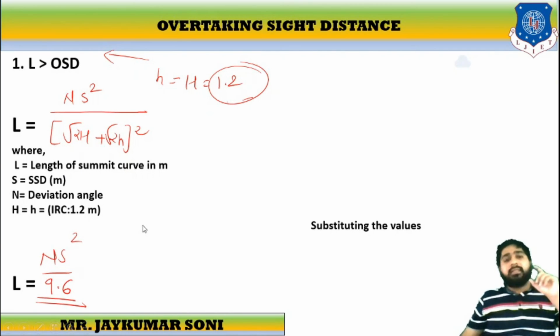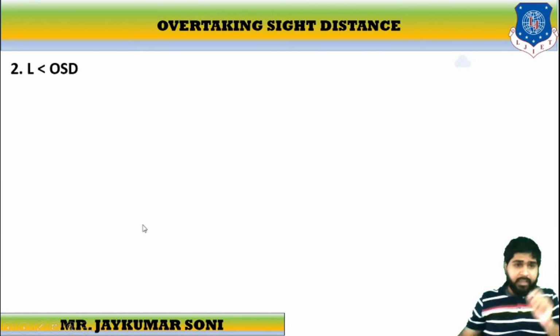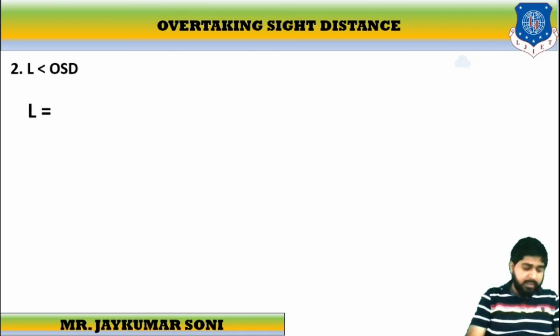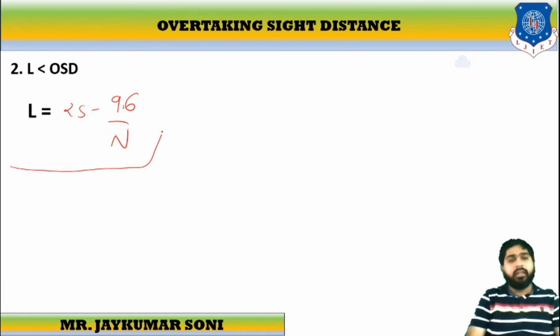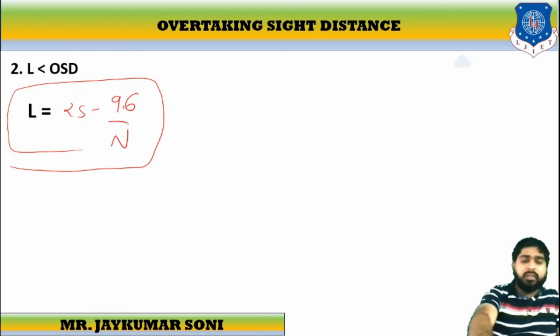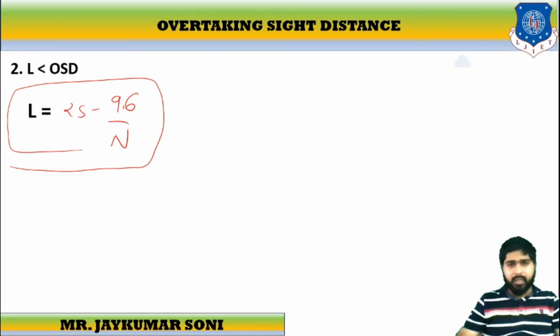And the second scenario, where L is less than OSD. What was the final equation that we got in SSD? It was 2S minus 4.4 by N. But in this case, the value will be changed to 9.6 that we have calculated in the previous slide. So this is all about the length of summit curve. I hope you have gone through the concept thoroughly. Thank you.